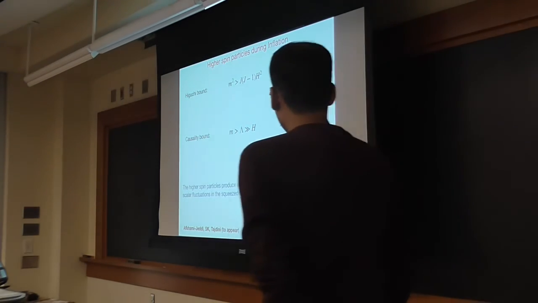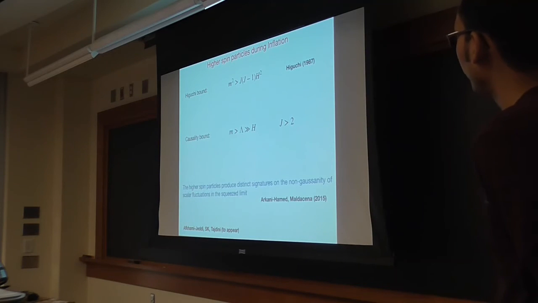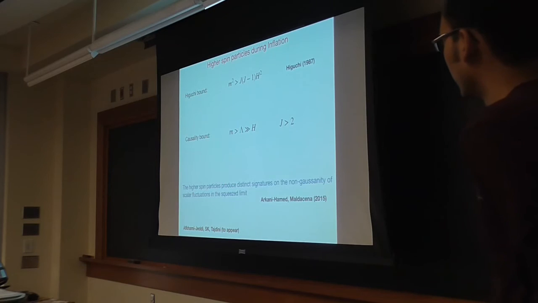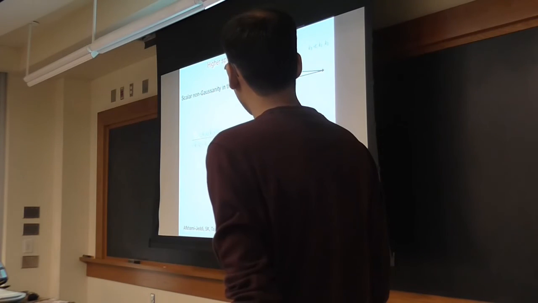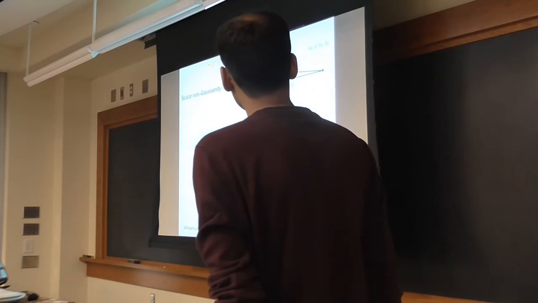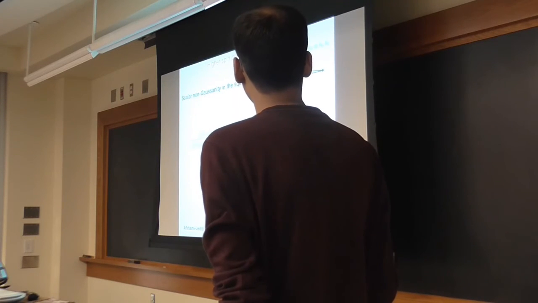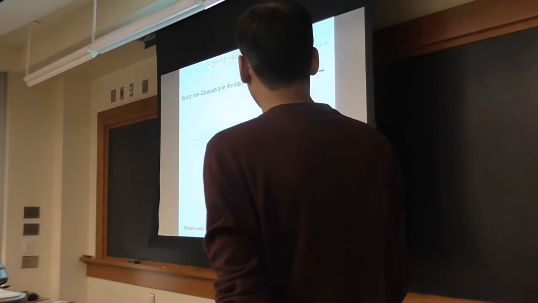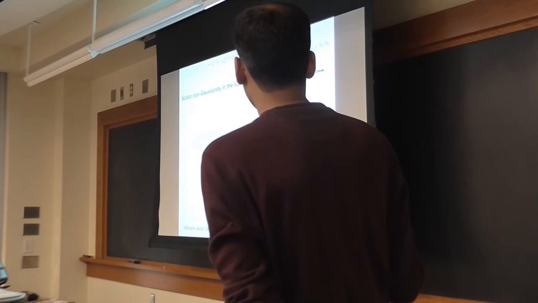In a paper by Cunningham and Maldacena in 2015, they showed that if higher spin particles are present during inflation, they produce a distinct signature on the non-Gaussianity of scalar fluctuations in the squeezed limit. This is what they showed. If you take the 3-point function of the scalar curvature perturbation in the squeezed limit, where K3 is short compared to K1 and K2 and this angle is theta, this admits an expansion in spin, where this function I is also given in their paper.